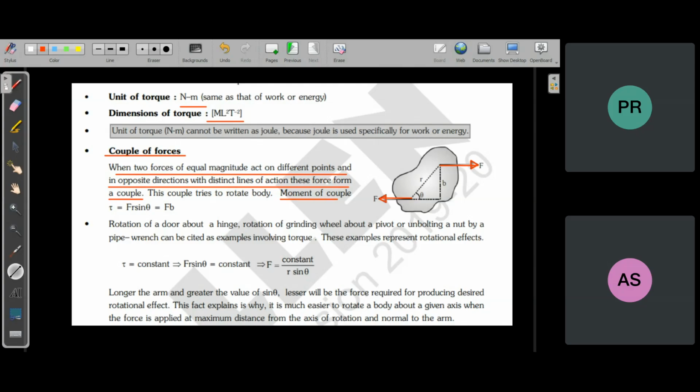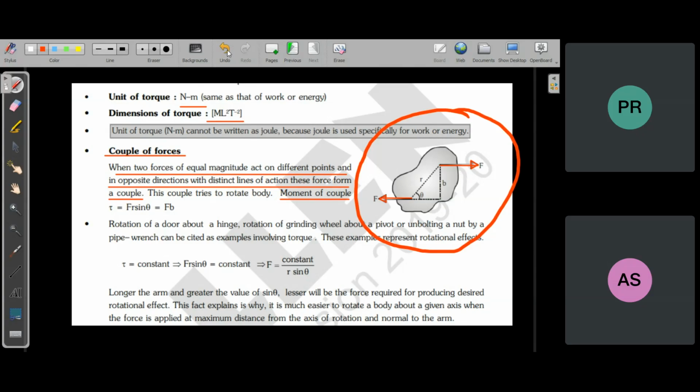Now the next is moment of couple. Moment of couple means torque due to couple. Torque is also called moment of force. So here we are talking about moment of the couple. Moment of couple is torque due to a pair of forces. Now look at this diagram here. What is the net force on this body? Net force is zero.